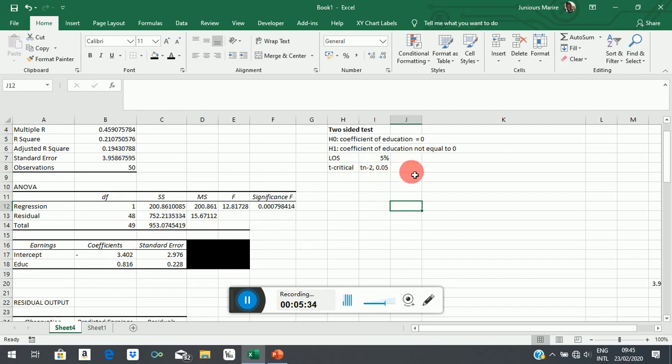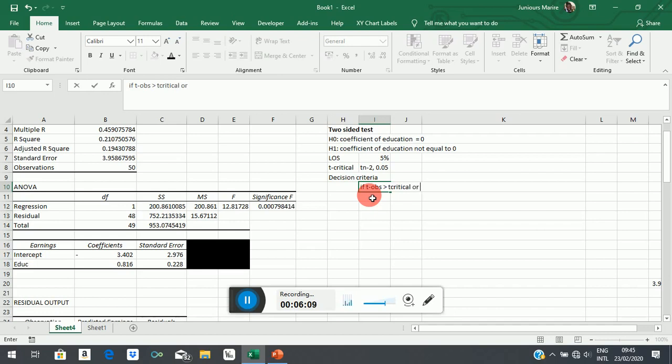Now we must state the decision criteria. How do we decide whether to reject or not to reject the null hypothesis? If t observed is greater than t critical, or less than minus t critical, reject H naught. I'll show you just now what we mean by that. Otherwise you fail to reject it.